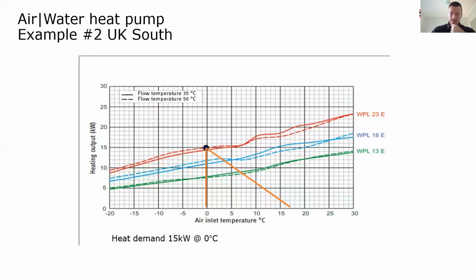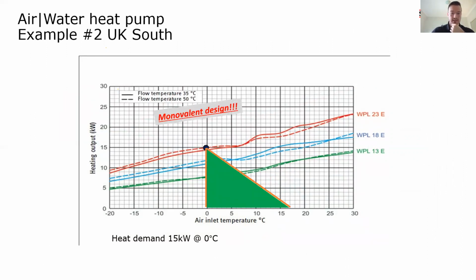Got a couple more examples just to hammer it home. In this example, we are talking a heat demand of 15 kilowatts down to 0 degrees, 0 degrees being the coldest time of the year in the UK. And we have a WPL 23, which is capable of exactly 15 kilowatts. And that's basically a perfect match, meaning 15 kilowatts at 0, we can achieve it. This is what we would call a monovalent design. Great, happy.